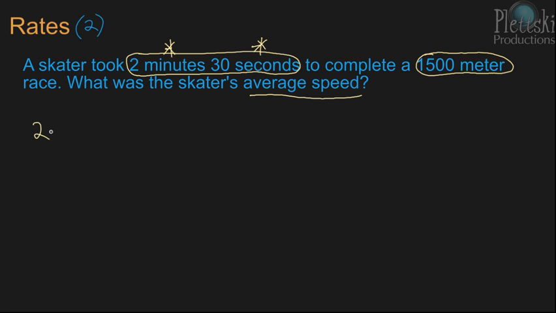So 2 minutes 30 seconds. Well, let's convert that to seconds. Each minute is 60 seconds, so 2 minutes is going to be 2 times 60, which is 120. So you have 120 seconds, and then you also have your 30 seconds here. So that's going to total 150 seconds. So we have our time, and then we have our distance, which is already in one unit of measurement.